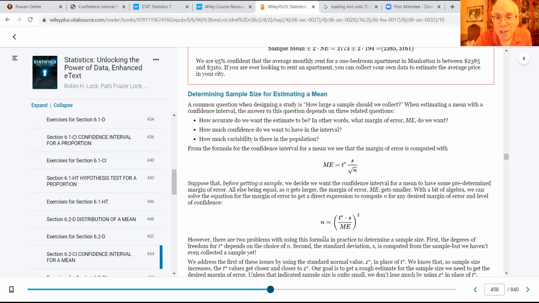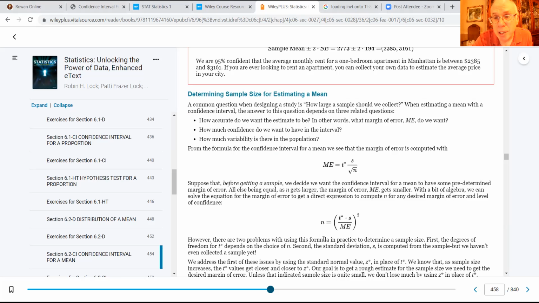Now here's the problem. This is all done before we actually get the sample. So we don't have an S. We don't have a sample mean or standard deviation because we don't have a sample. So we can't use S. We have to use sigma, unfortunately. So we have to have an estimate for sigma. Even if it's a rough estimate, we have to have some estimate.